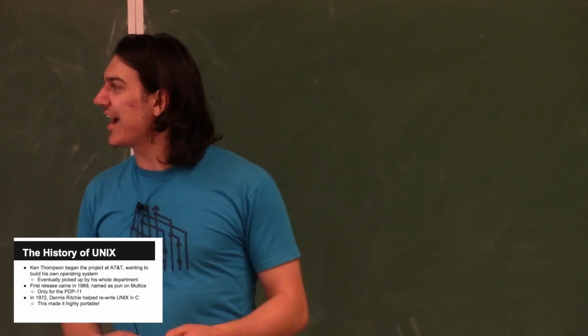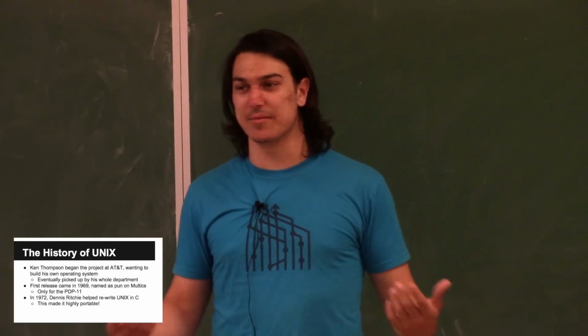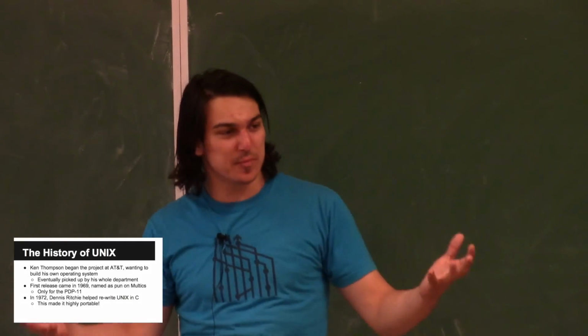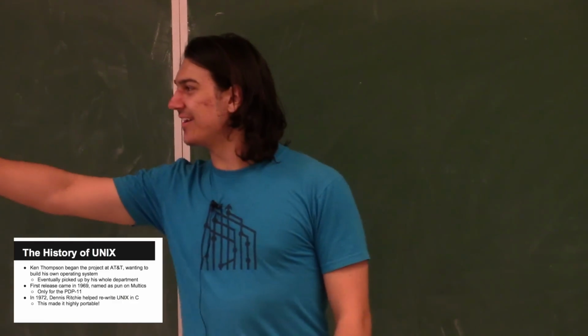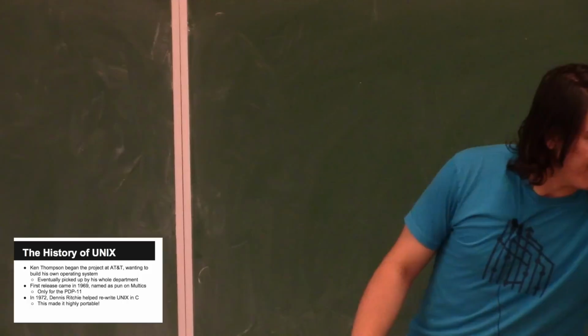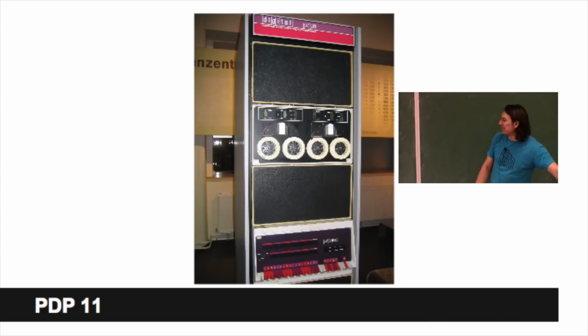The first release was actually in 1969, and the name UNIX was a pun on the name Multics because Multics was made by multiple people, so UNIX was made by one person. And it only ran on the PDP-11. This is the PDP-11. That's a very old computer.